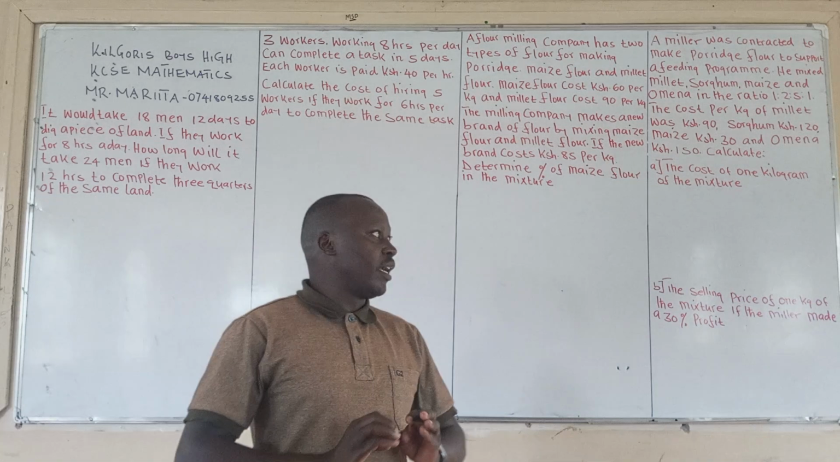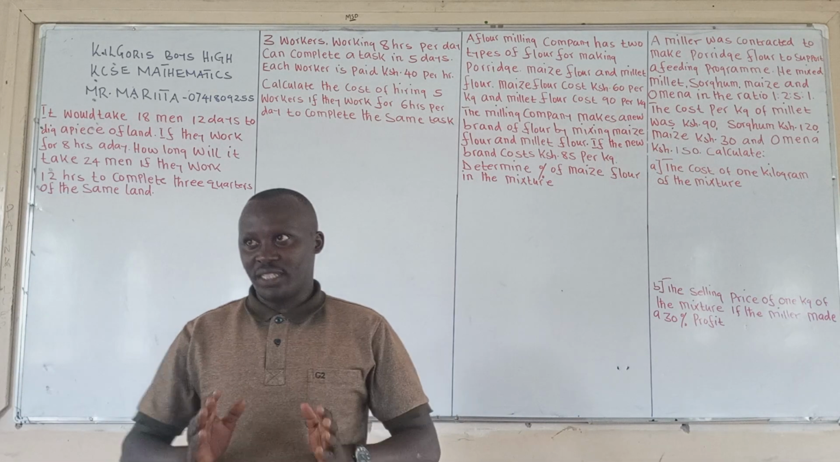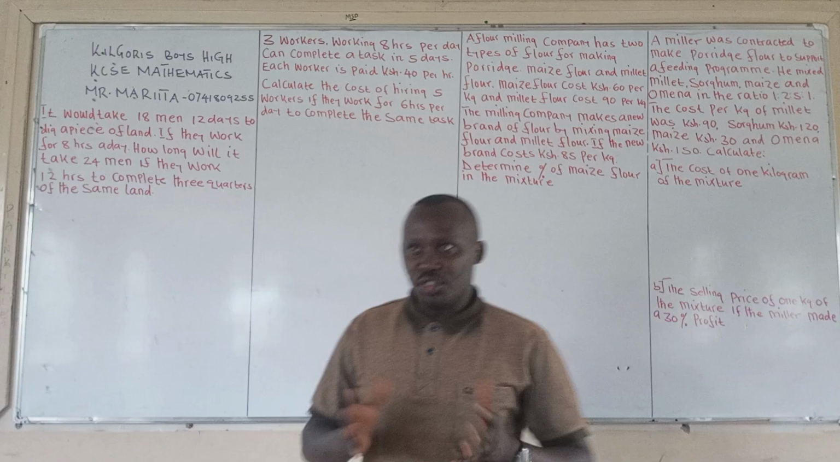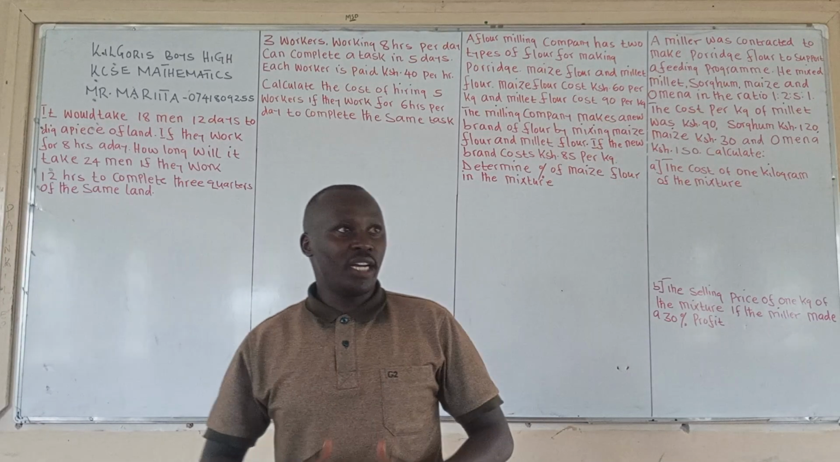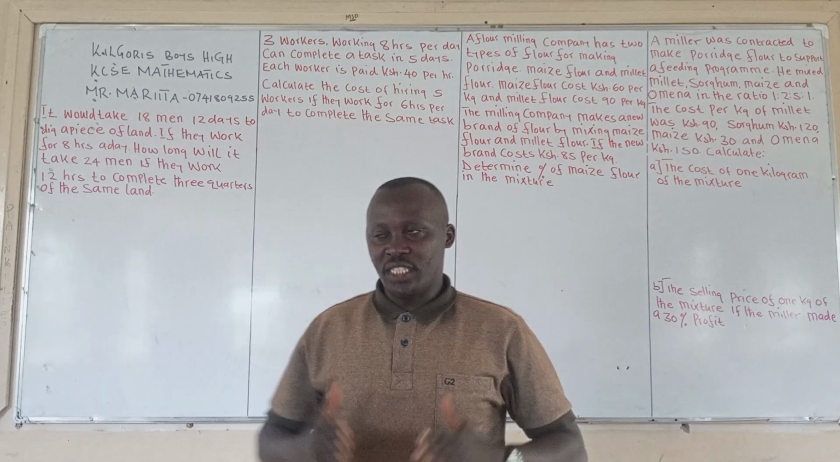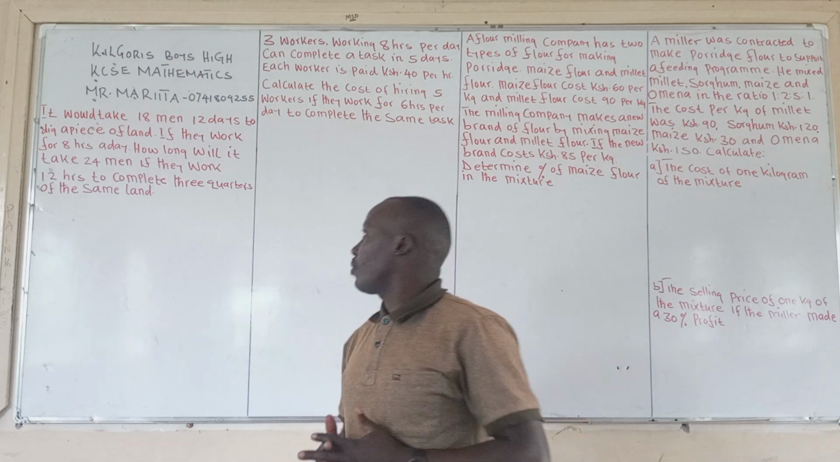Today we are looking at KCSE mathematics revision questions which are normally set in paper 2, that is rate of work, and then we have mixture and proportion.